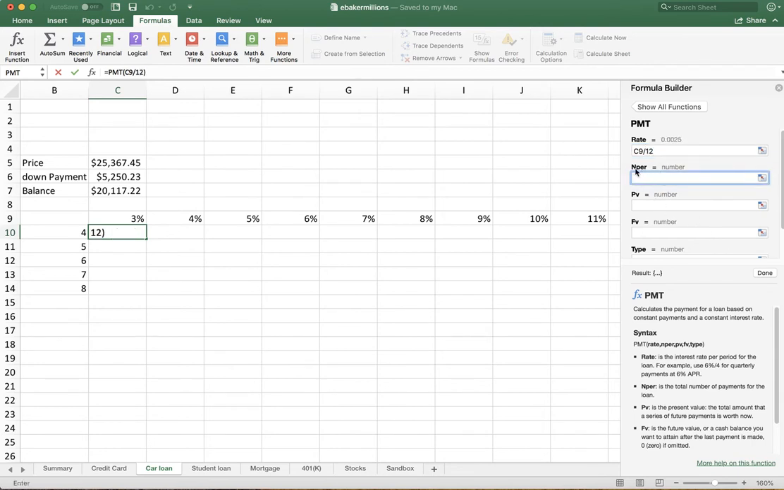And then I have the NPER, right? And the NPER is the total number of payments for the loan. Again, I'm doing 4 years, but I'm not paying once a year. I'm paying 12 times a year, for every month. So that 4 needs to be multiplied by the 12 months in a year, and that gives me a 48-month car loan. So my PV is the present value.